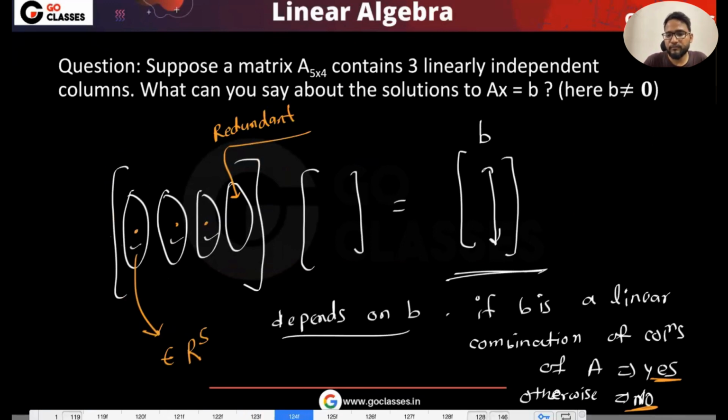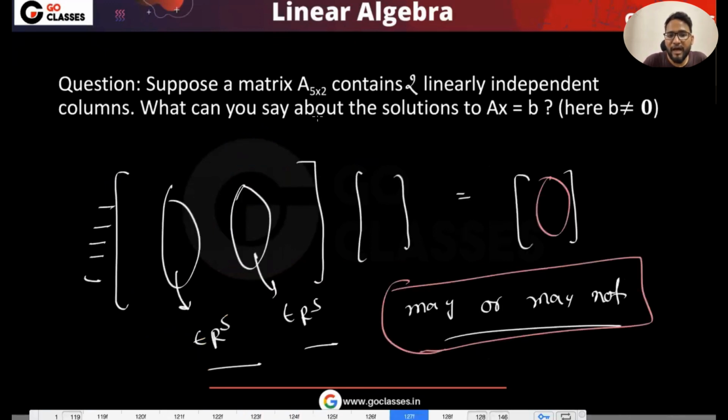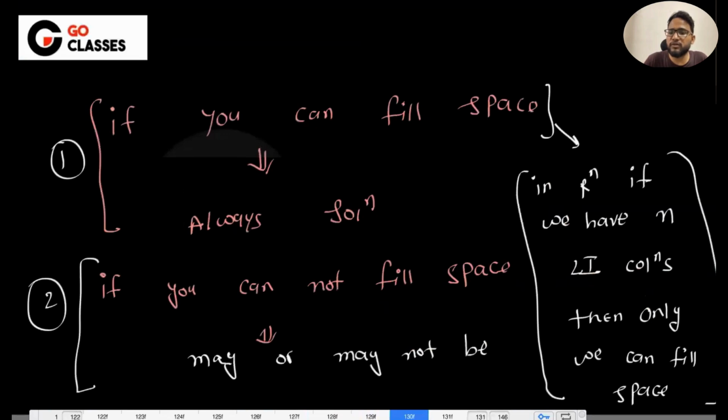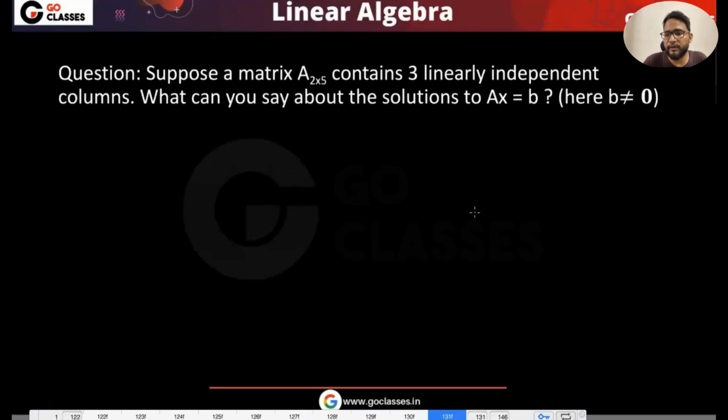Now similarly in R5 you have just 2 columns. Then there may or may not be a solution. It depends on whether B is a linear combination of these 2 columns. If you are just copying one of them, or some linear combination, then you have the solution. Otherwise you do not have the solution. Let's solve more questions; you will understand things more clearly.